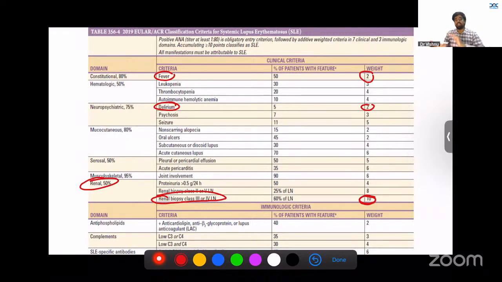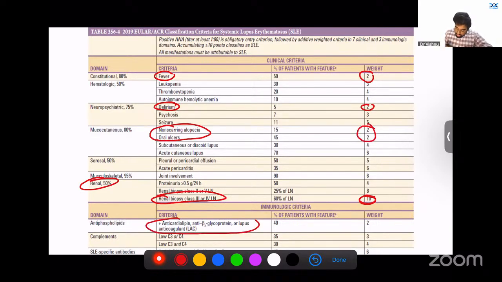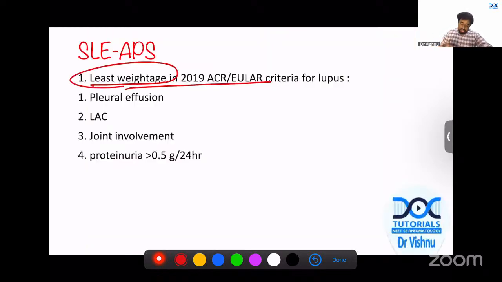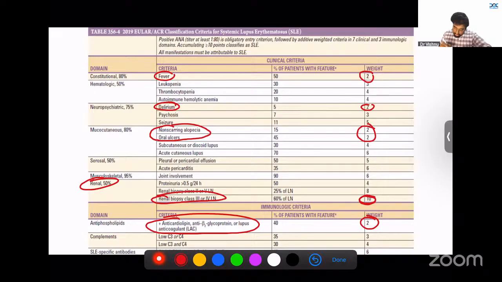Highest is renal biopsy, class 3 or 4. Then you have lowest, which has this fever, constitutional manifestation, delirium, non-scarring alopecia, oral ulcers. These are also 2. Then you have positivity of your anti-phospholipid. These are your lowest 2 ones. So among this, LAC will be the one which has the lowest scoring, that is 2.